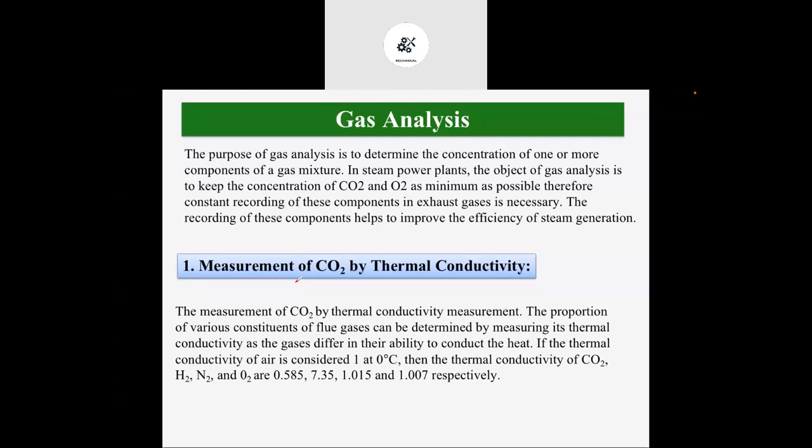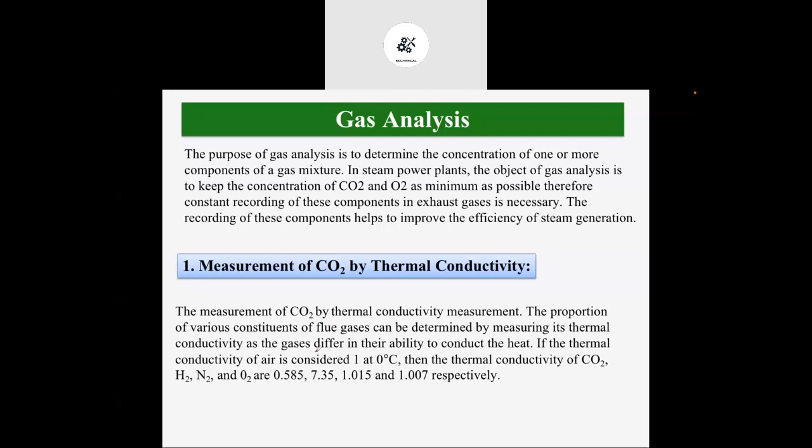Okay, so for this gas analysis, first of all we have to measure how much CO2 and oxygen is present inside the flue gases. For that we can use different methods. The first method that we are going to see here is the measurement of carbon dioxide by thermal conductivity. We can measure the carbon dioxide by using the thermal conductivity property of the flue gases. Okay, so how do we measure the CO2? This is one of the methods by which we can calculate the CO2.